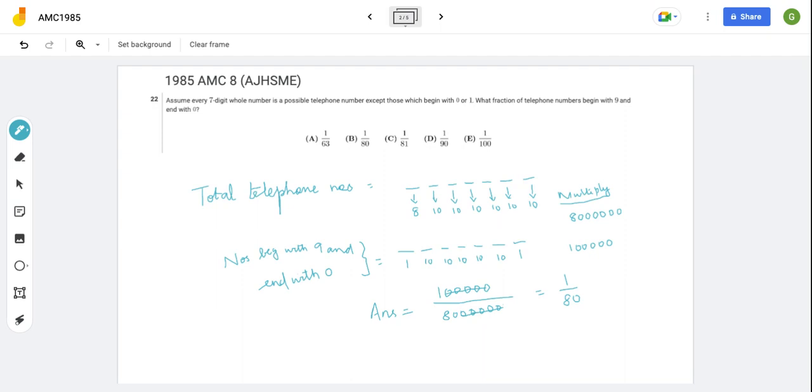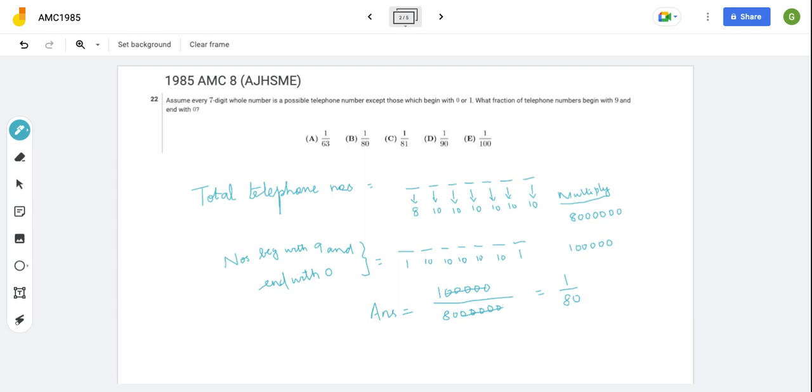So first we need to find the denominator in this problem, which is the total telephone numbers that we can actually have. Because it's a 7-digit number, we are going to put 7 dashes here, and for each of the 7 dashes, we are going to see the possible numbers that we can enter. So in the first dash, we have a possibility of entering 8 single digit numbers, excluding 0 and 1, right? So that is why 8.